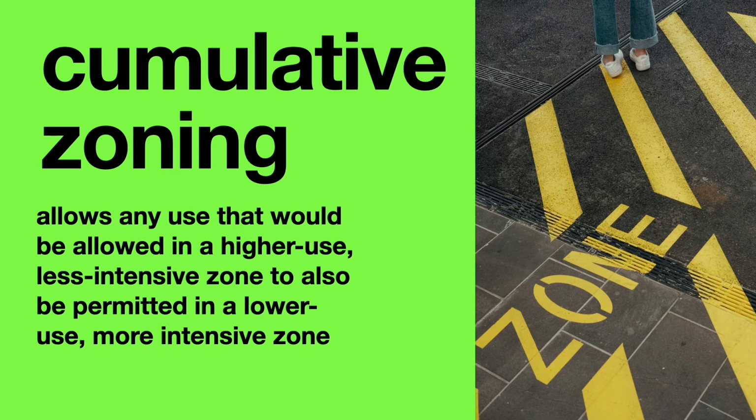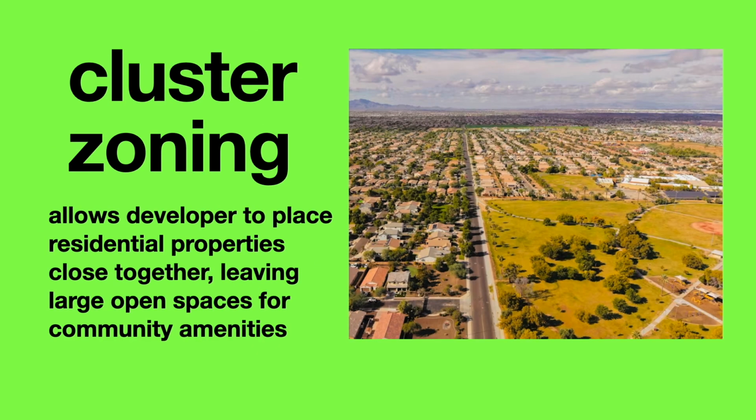Cumulative zoning allows any use that would be allowed in a higher use, less intensive zone to also be permitted in a lower use, more intensive zone. Cluster zoning allows a developer to place residential properties close together, leaving large open spaces for community amenities.